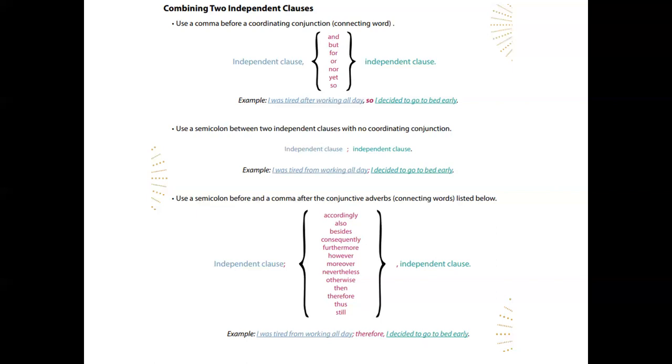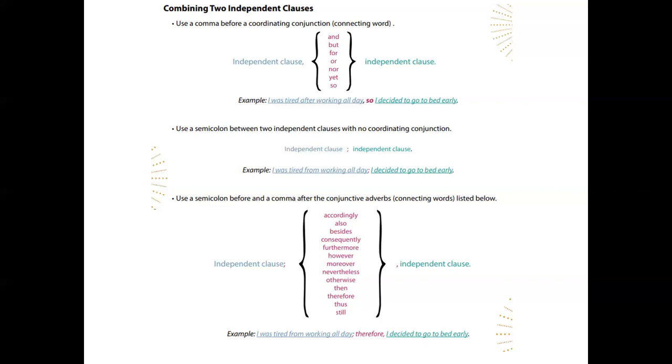For example, I was tired after working all day, comma, so, the connecting word, I decided to go to bed early. Again, I was tired after working all day is the independent clause. Then comma, then the coordinating conjunction, in here so, plus the independent clause: I decided to go to bed early. That is how we combine two independent clauses with the use of a comma.